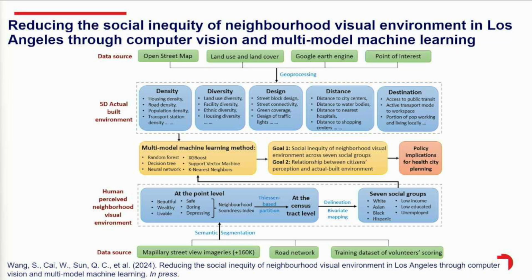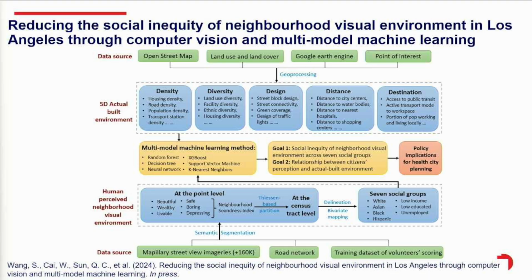Okay, so the third study, we are trying to go deeper to look at the social inequity of the neighborhood. The method is using street view imagery to calculate how beautiful, how wealthy, how livable, how safe, and the boringness and the depression. We use a pre-trained model as a perception model. That model was trained by MIT based on 1 million human labeled perceptions.